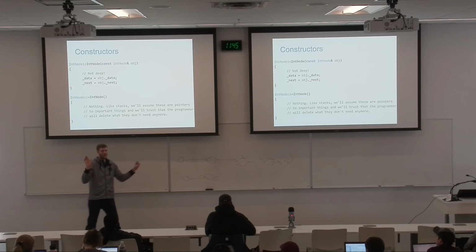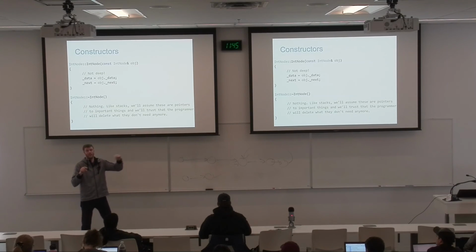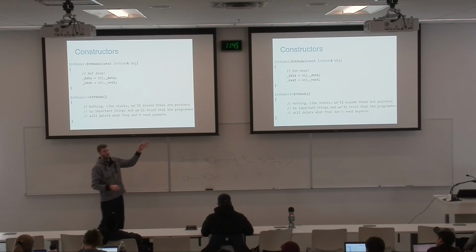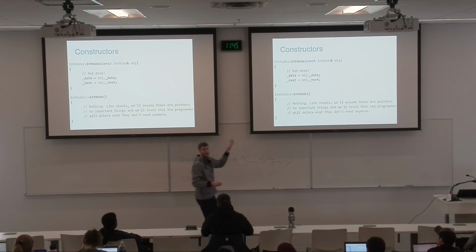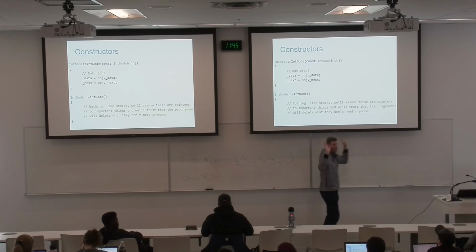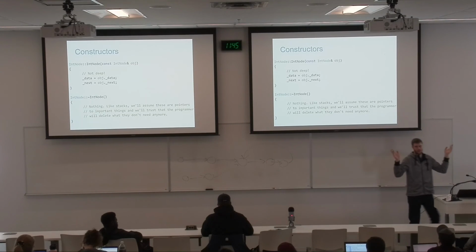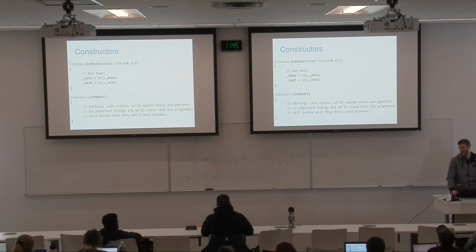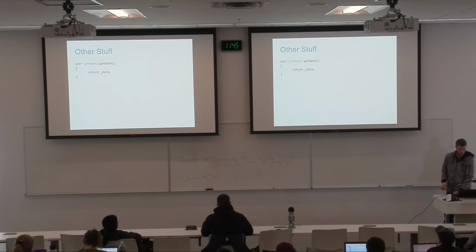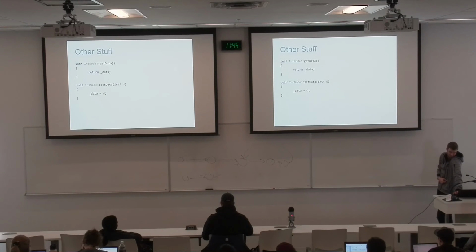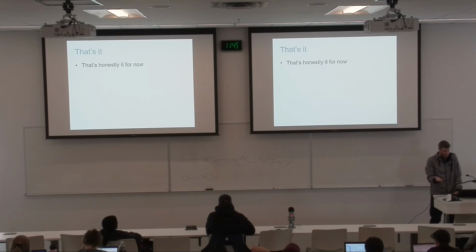You would have to loop through it, delete all the things, then delete the array. Same idea here. We'll delete the node, but I'm not responsible for deleting the data, in the same way that the array wasn't. So get data, return the data. Set data, set the data. Get next, set next. That's it. That's honestly it.